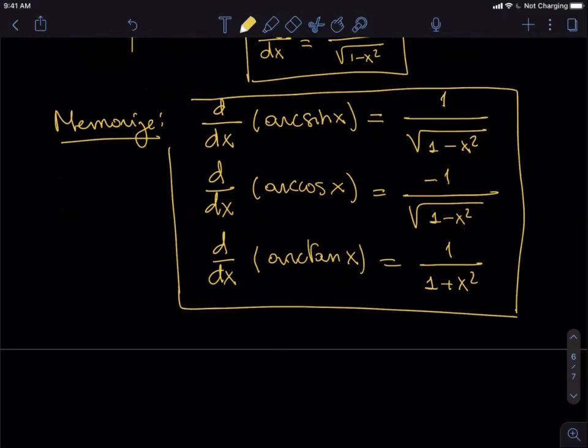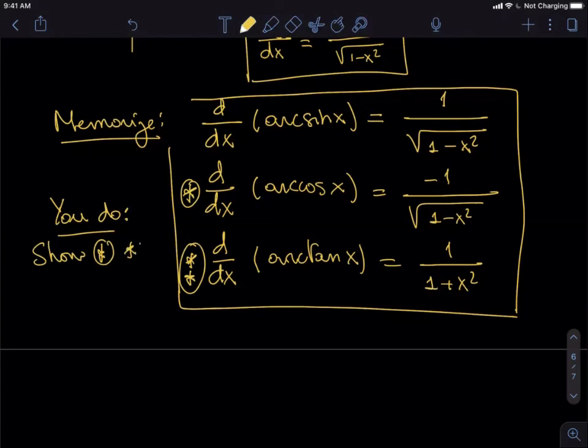So I leave for you to do as exercise. You show these formulas, star and double star. You do these ones using implicit differentiation.